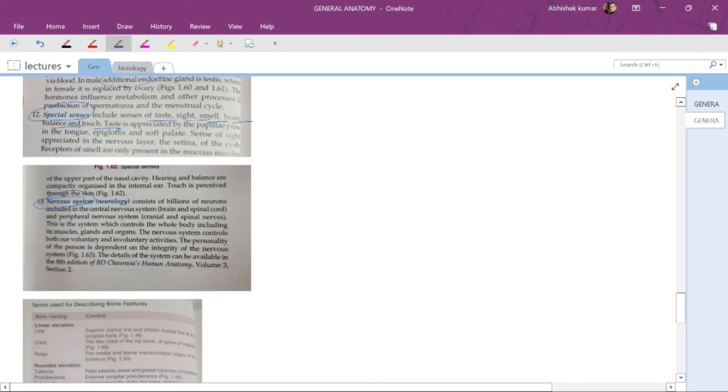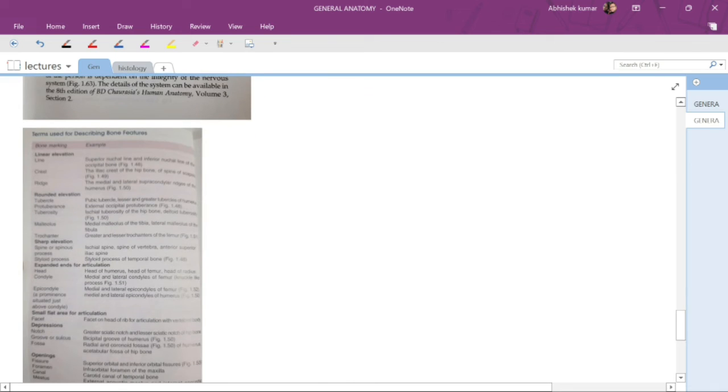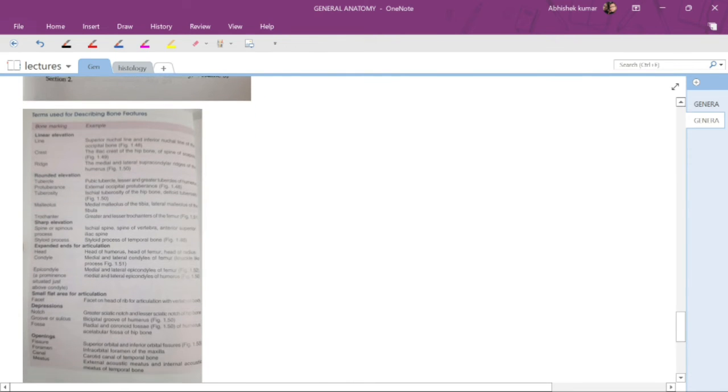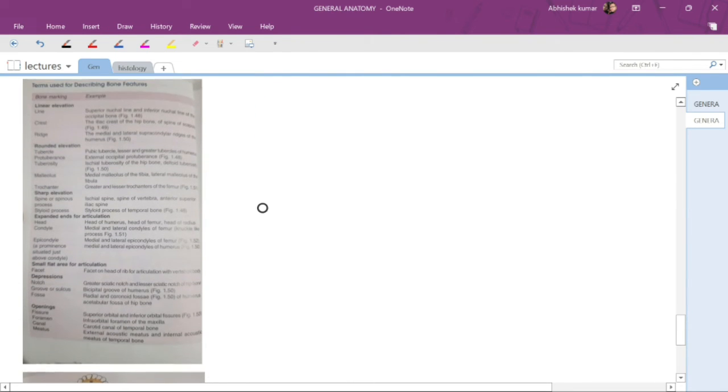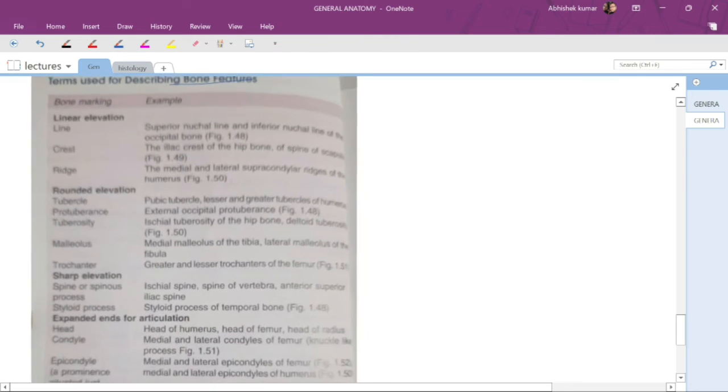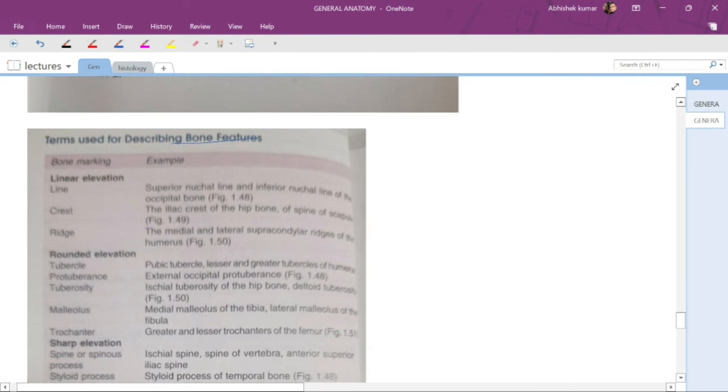Now nervous system or neurology deals with the neurons, brain, spinal cord, autonomic nervous system, somatic nervous system, peripheral nervous system, and that's all. Now there is this table given in BD Chaurasia here, named as terms used for describing bone features. Let me zoom this. It is less clear, however.